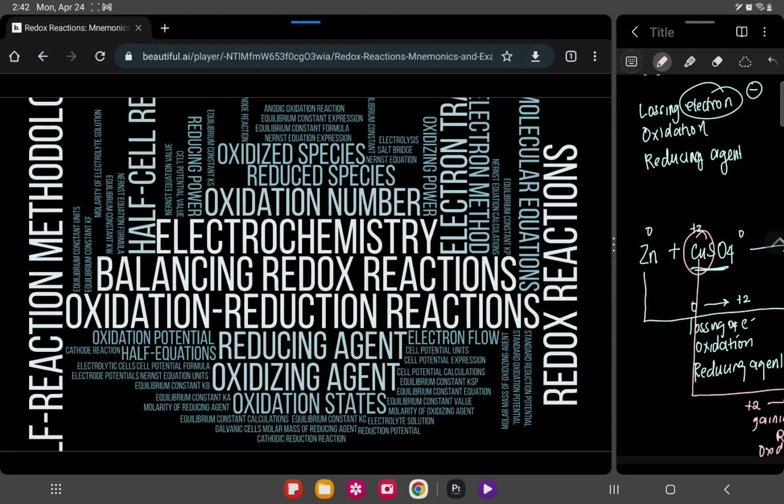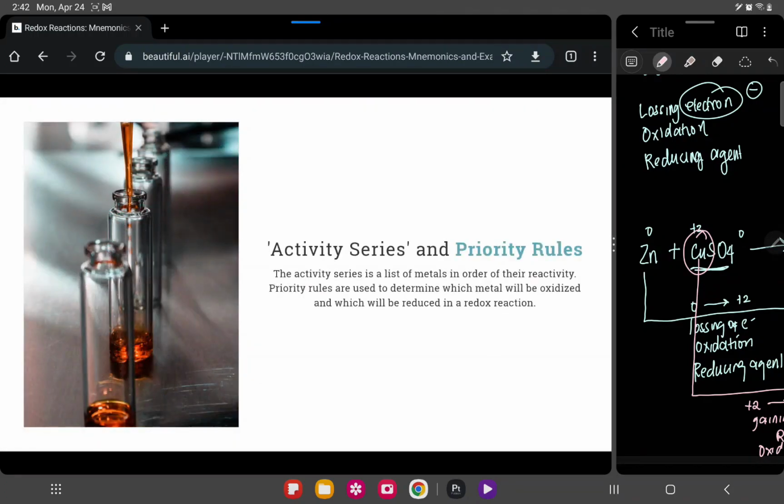Okay, so again, for this one, we'll be dwelling more on oxidation reduction and electrochemistry. On electrochemistry, we will be discussing activity series and priority rules, since it is talking about the movement of electrons and the reactivity. The activity series is a list of metals in order of their reactivity. This determines which element will combine or have a reaction with another element in the equation.